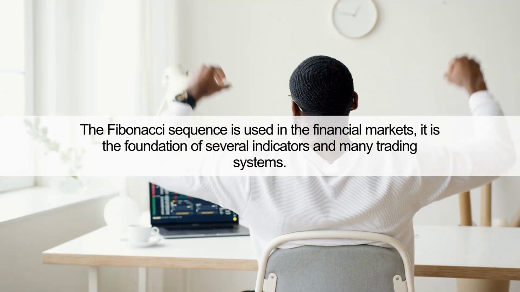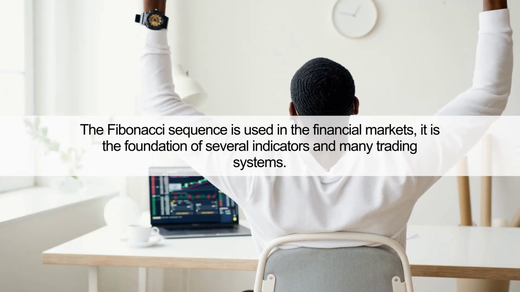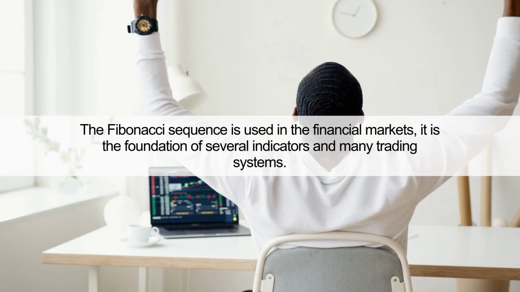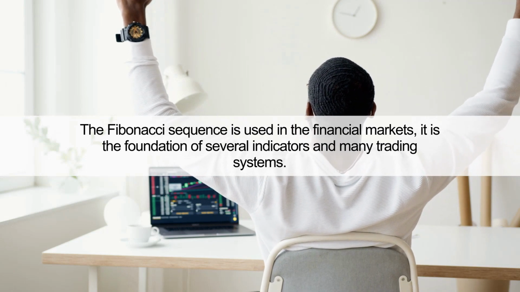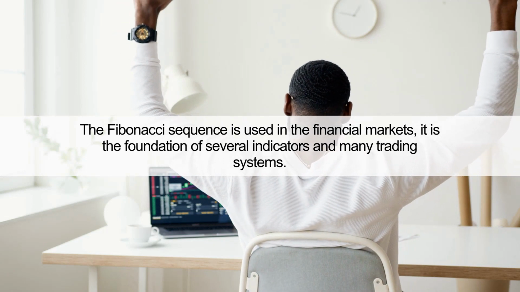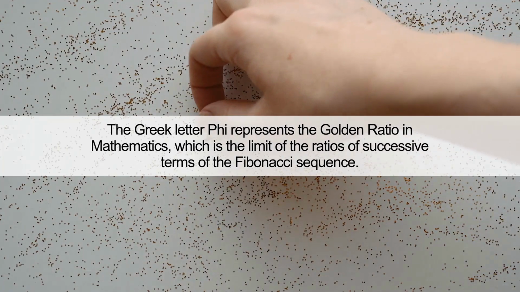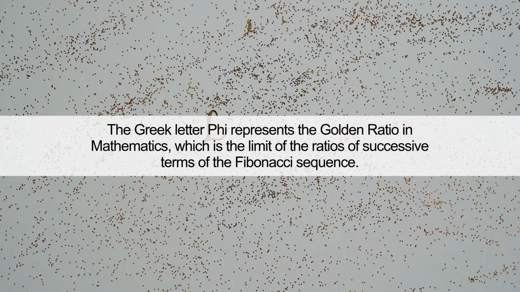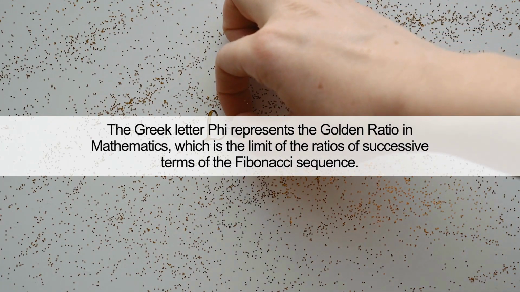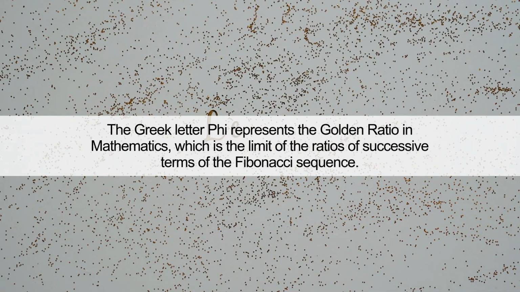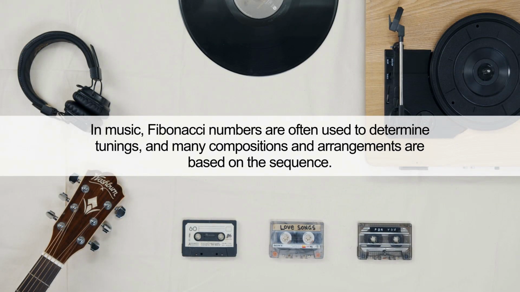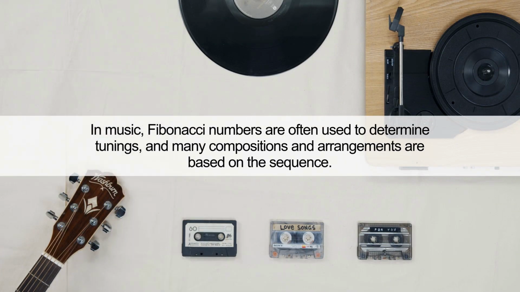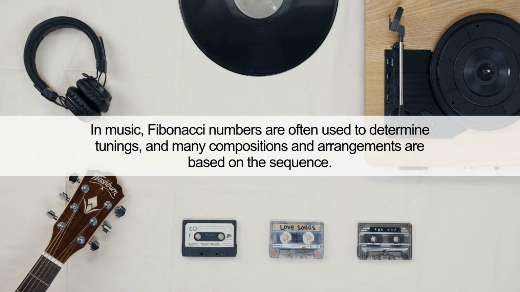The Fibonacci sequence is used in the financial markets. It is the foundation of several indicators and many trading systems. The Greek letter phi represents the golden ratio in mathematics, which is the limit of the ratios of successive terms of the Fibonacci sequence. In music, Fibonacci numbers are often used to determine tunings, and many compositions and arrangements are based on the sequence.